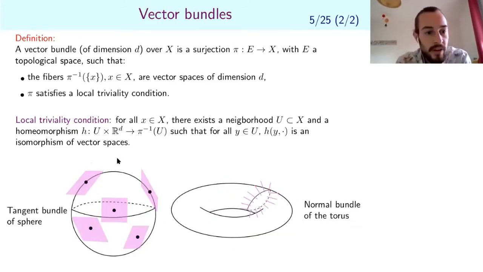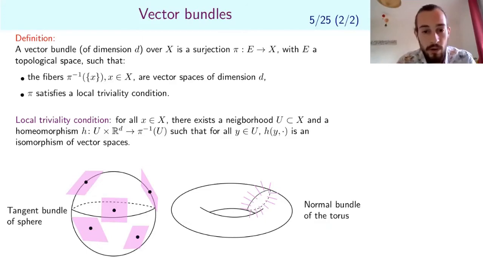Other examples, this is the tangent bundle of the sphere. So for any manifold, you can define a tangent bundle. You just put the tangent space on top of each point of the manifold. And if your manifold is immersed, you have the normal bundle, for instance.